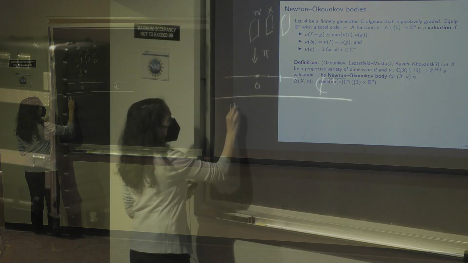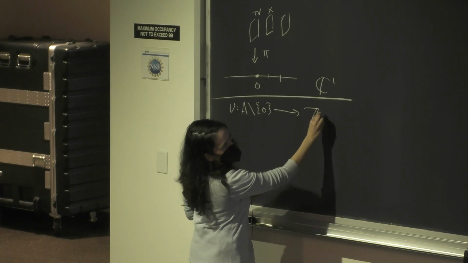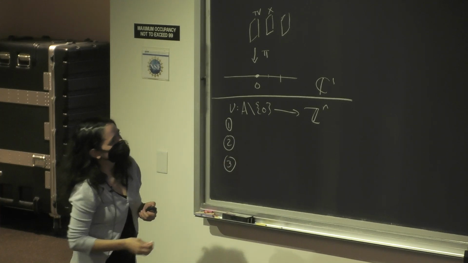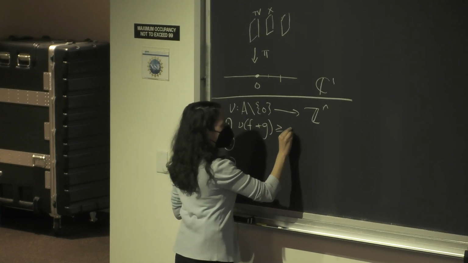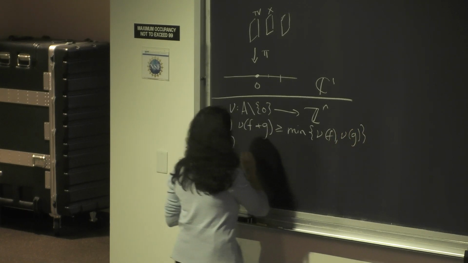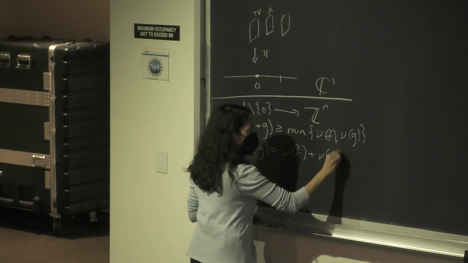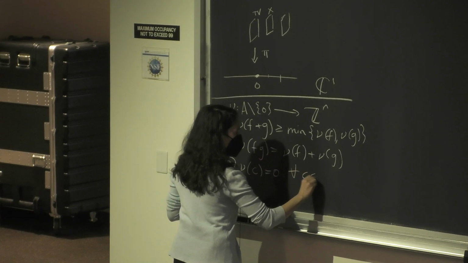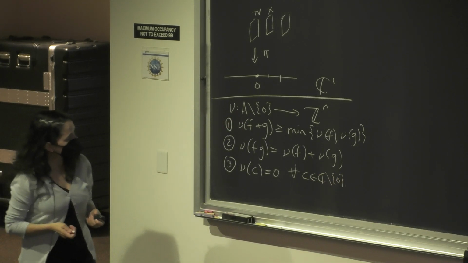So I want it to be a function to Z^n, I guess. I just want to have these three properties on the board. And I'll give an example. Okay, so it satisfies these three properties.